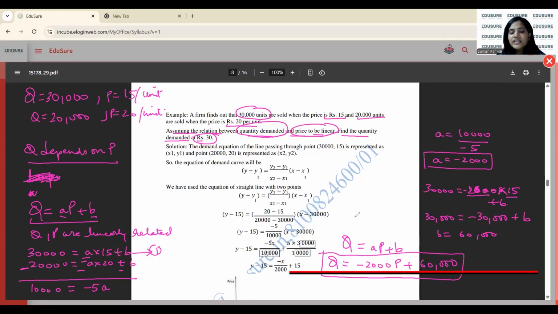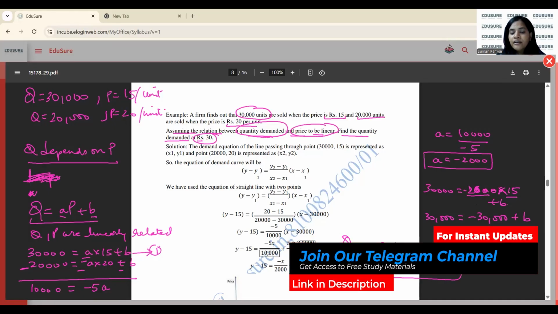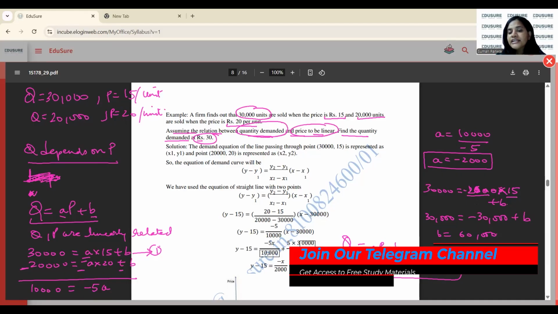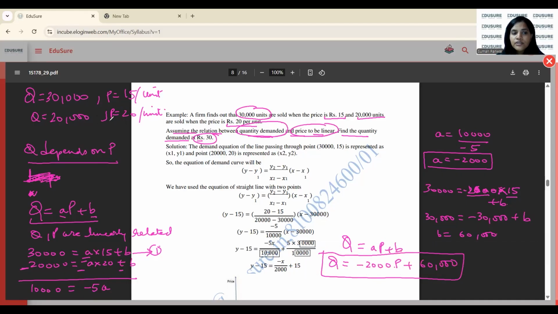So you can test this. If you put P to be 15, your Q will be minus 30,000 plus 60,000, which is 30,000. If you put P to be 20, Q is going to be minus 40,000 plus 60,000, that is 20,000. That means our equation is correct. So now I have got a linear relationship between the quantity demanded and the price per unit of the object that is being produced in the industry.